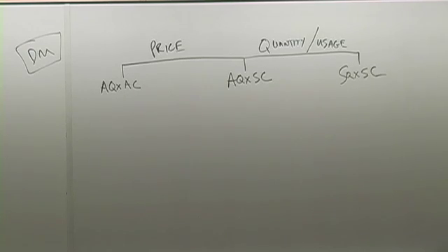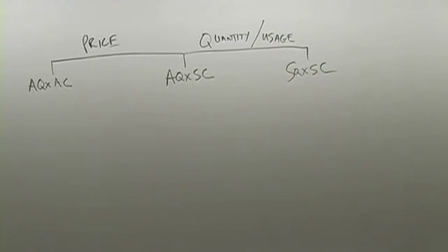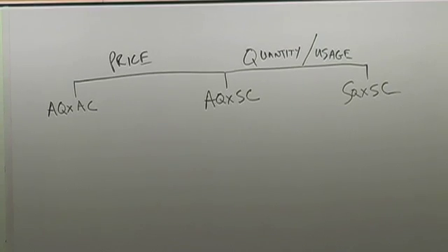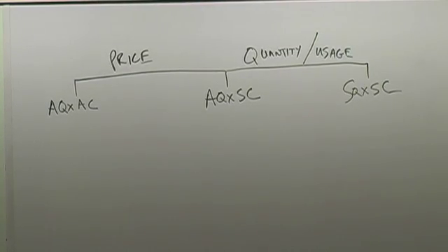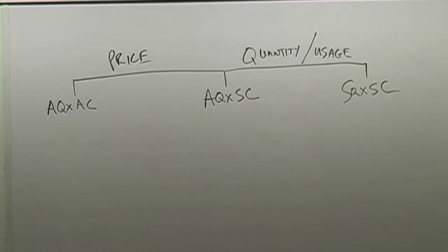Let's see. Under price, on the left side, we have AQ, and what's that stand for? Whitney, do you know it? What are the letters? Actual quantity and actual cost, actual quantity and standard cost, and then standard quantity and standard cost. Very good. Evan, what are they? Actual quantity times actual cost, actual quantity times standard cost, standard quantity times standard cost.